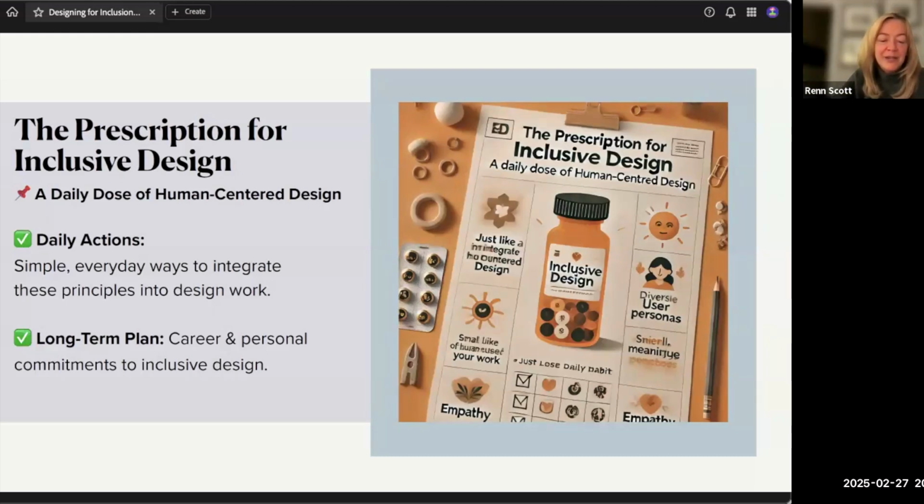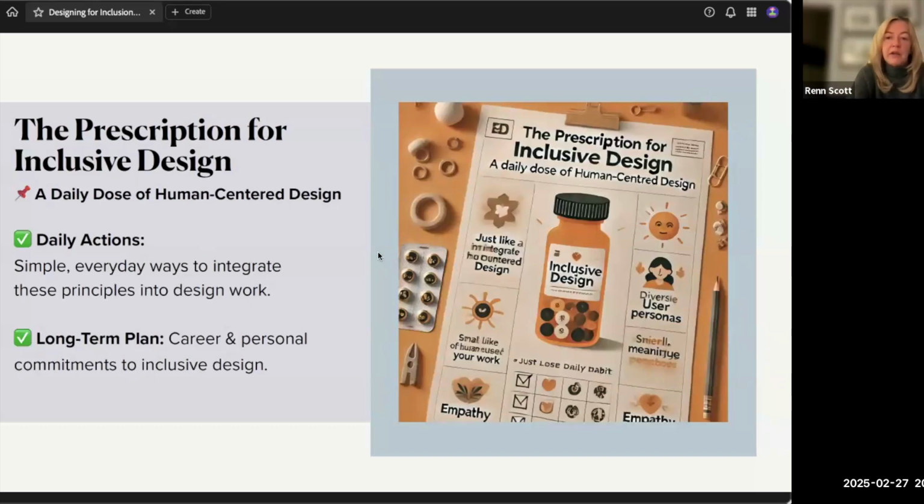I reiterated on that, the learnings that I had from that session: what can I engage with, and how do I take those learnings and put them into my own daily practice. So this is your prescription for inclusive design, a daily dose of human-centered design, daily actions. Think about simple everyday ways to integrate these design principles into your work. Just like a daily habit, we can integrate human-centered design in our work in small, but I would say meaningful, ways.